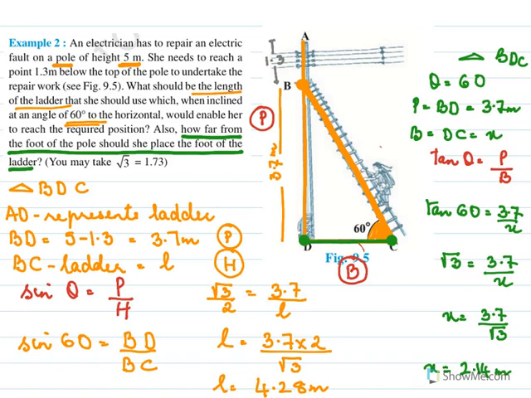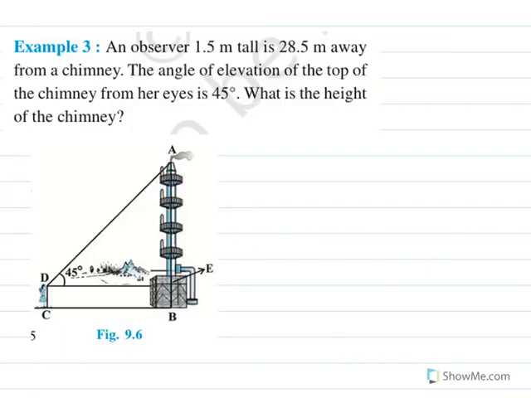That is this distance from the foot of the ladder. Next question: an observer 1.5 meter tall is 28.5 meter away from the chimney. The angle of elevation of the top of the chimney from her eyes is 45. What is the height of the chimney?